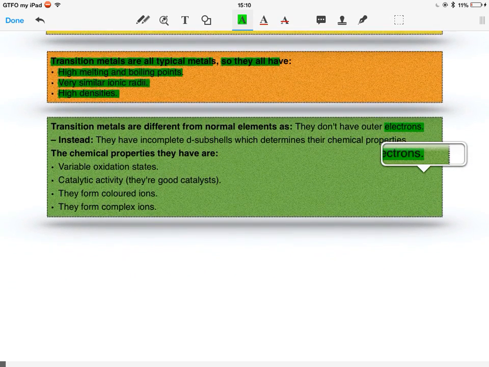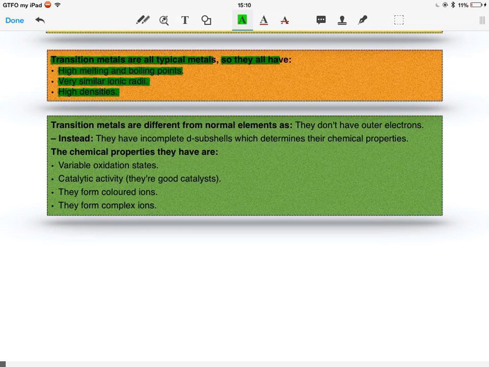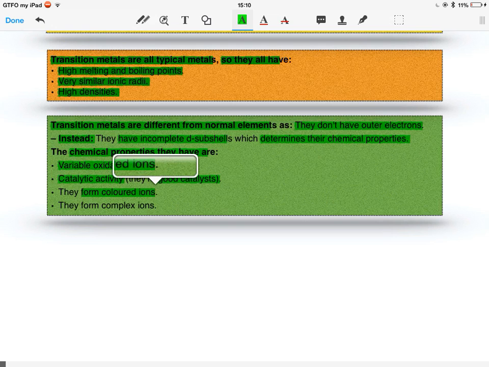In terms of chemical properties, well, transition metals are different from normal elements, and this is because they don't have outer electrons. Instead, they have incomplete d subshells, which determine their chemical properties. So the chemical properties that transition metals do have are they have variable oxidation states, catalytic activity, which basically just means they're good catalysts, they form coloured ions, and they form complex ions.